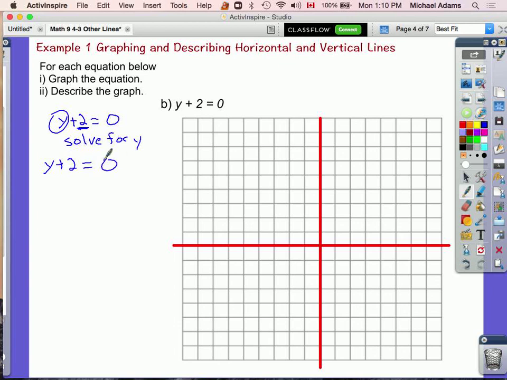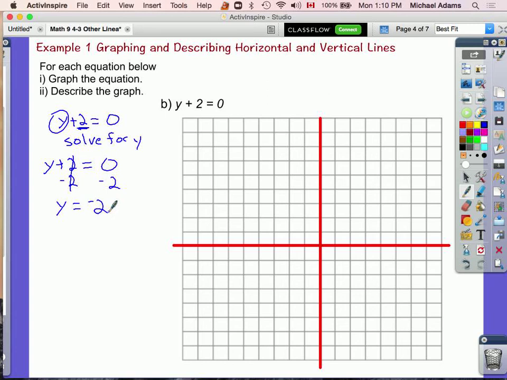Okay, the 2 is being added to the y, and I have to do the opposite. So the opposite of adding 2, well, I'm going to subtract 2. And now the rule is that what I do to one side, I do to the other. So here my 2's cancel out, so I'm just left with y. And now I've got 0 take away 2, or 0 minus 2, and all I'm going to end up with is negative 2.